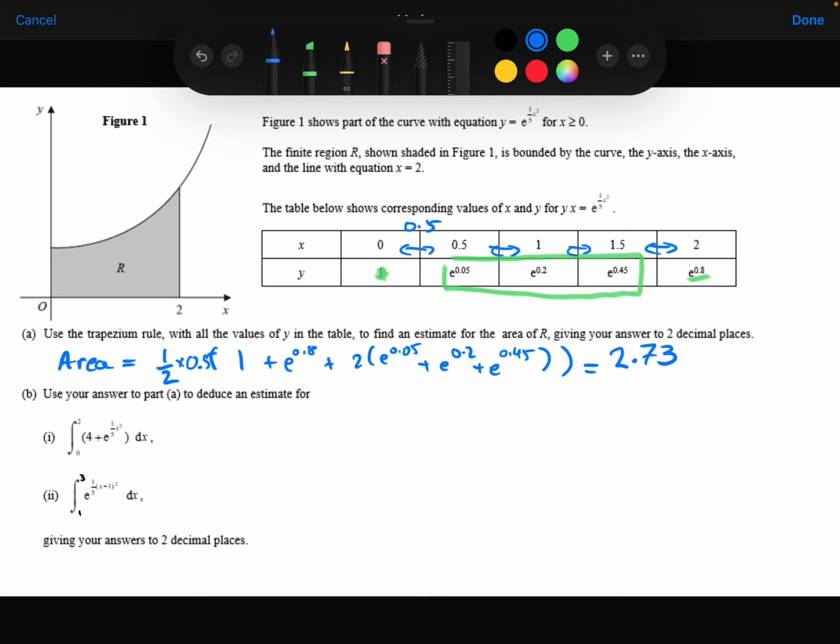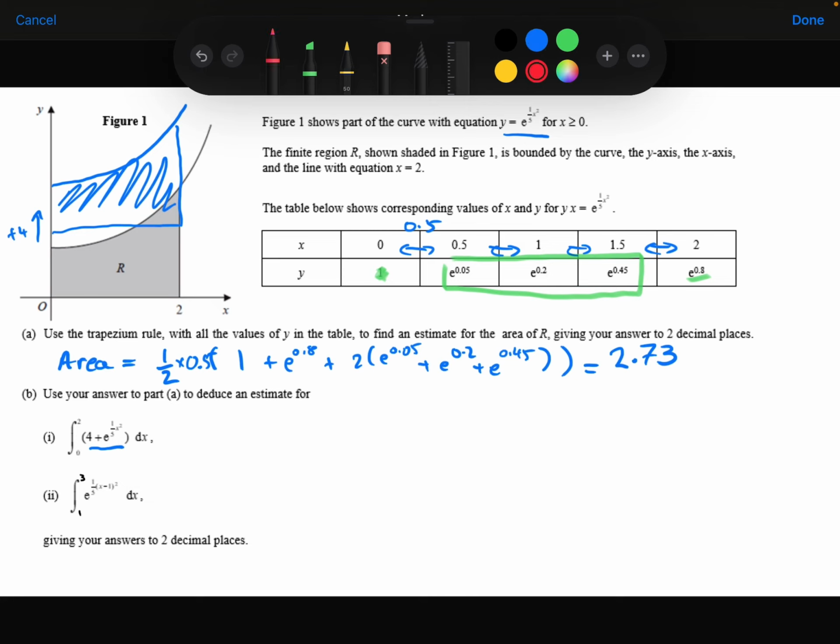Part B says to use our answer for part A to deduce an estimate for the integral of 4 plus e to the 1/5 x squared. So comparing this to the graph that we have in part A, we've just got the plus 4 difference. So now I'm thinking, well, what effect would that have on the graph? Well, it would just shift the graph up 4 squares in the y direction. So this whole area here would also shift up to be here.